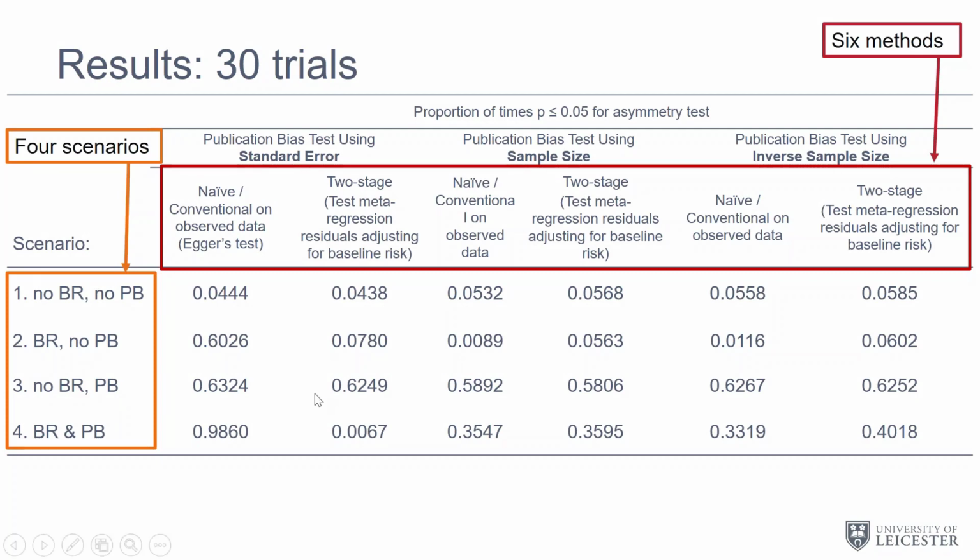Okay, so this table shows the results from the first 4 scenarios where we had 30 trials in each meta-analysis. So here the rows correspond to each of the 4 scenarios, and the columns to each of the 6 methods that we considered. Over here on the left, the first 2 columns look at using standard error as the predictor, firstly with the observed data, and secondly with the residuals after adjusting for baseline risk interaction. And then in the middle, we're looking at sample size, and over on the right-hand side, we've got inverse sample size.